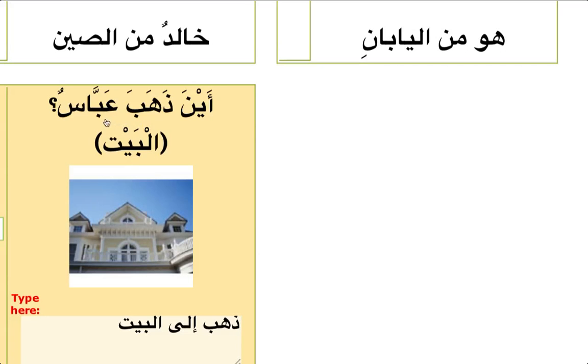Aina dhahaba Abbasun. Where is Abbas going? So here you have home. You see Dhahaba. We can say just Dhahaba ilal bayt, which can be he went to house, or we can also say Dhahaba Abbasun. We can use the name of the fa'il and say Dhahaba Abbasun ilal bayt.